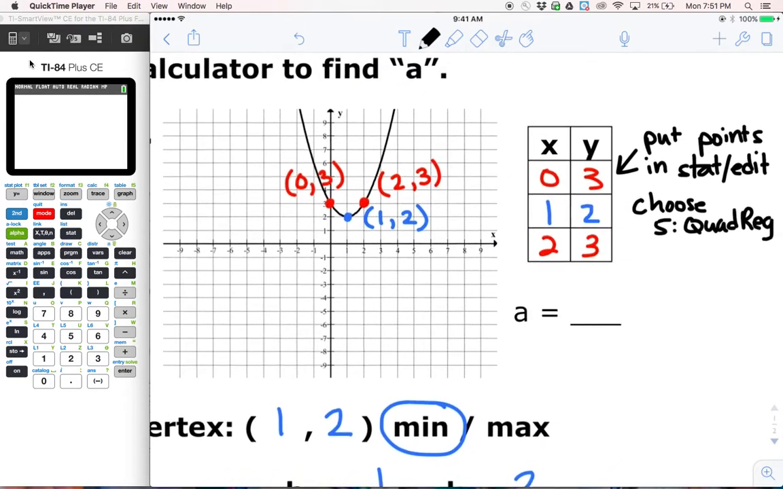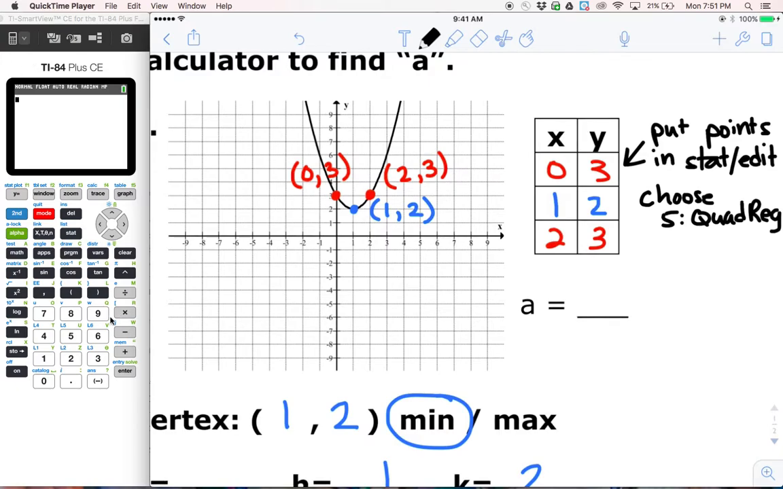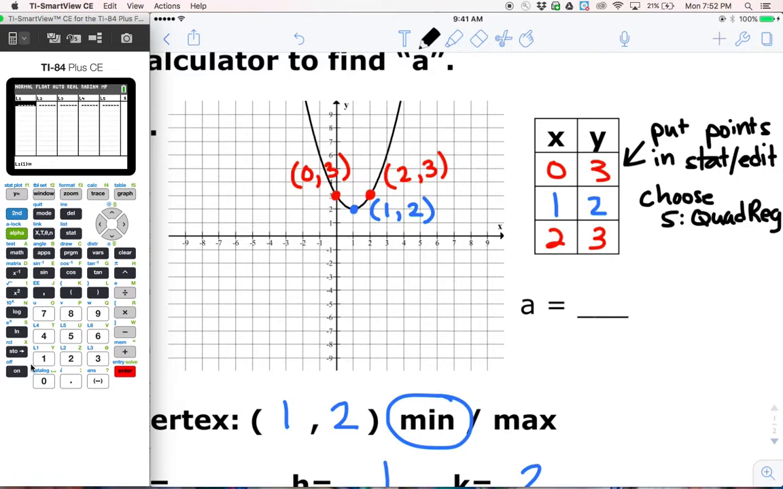All right, so let's go ahead and do that. So we're going to go to stat and edit. We're going to type in all we need. So I got 0 and 1 and 2 for my x's. And on my y's, I got 3 and 2 and 3. All right. Oops. Darn it.